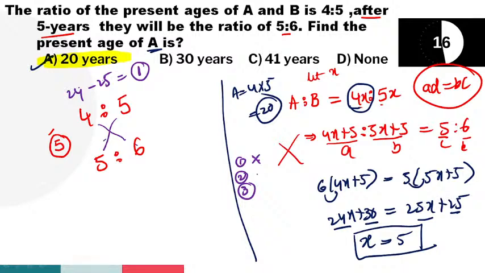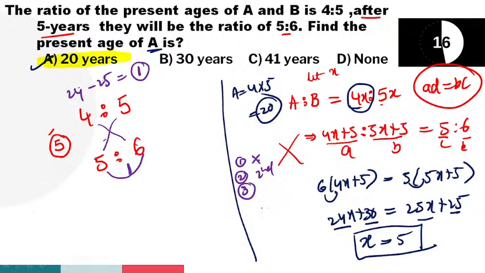Next, coming to the second step: check the second ratio difference. What is the second ratio? 5 is to 6. The difference is how much? 1. 5 and 6 difference is how much? 1. That is the second step. Okay.